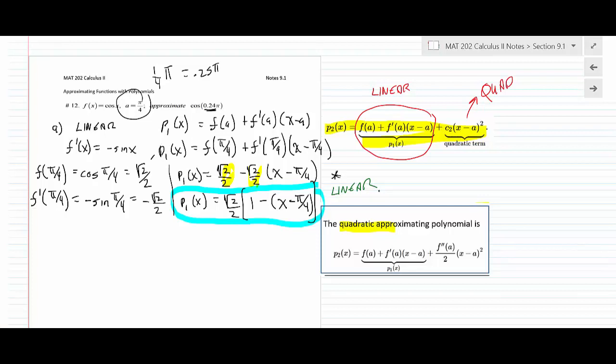Could you further simplify it to 5 pi over 4 minus x, or does that not? Oh, yeah, you could do that.